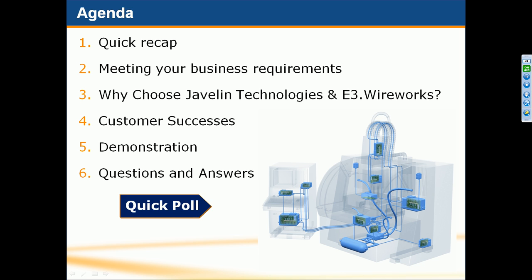We'd like to recap, since this is a series of webinars that we're trying to string together to cover all of the functionality inside of E3 WireWorks. We'd like to talk a little bit about how we're meeting business requirements, why Javelin and E3, just one success story, then of course the demonstration, which I know you all want to see, followed up by some questions and answers. So we always like to keep these web presentations as interactive as possible, so we are going to start with a quick poll so you guys aren't off the hook out there.